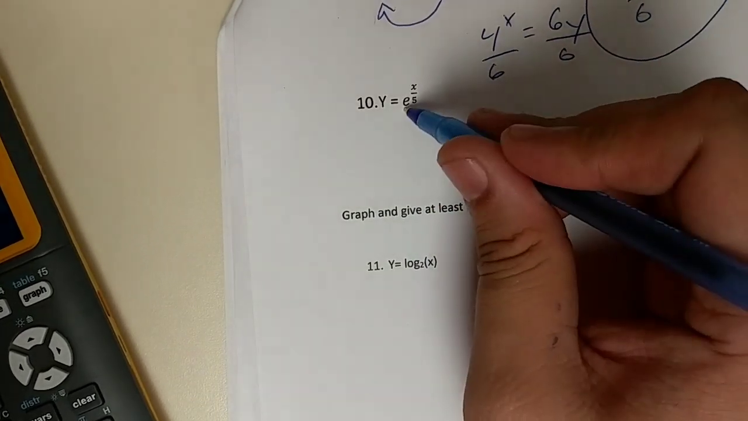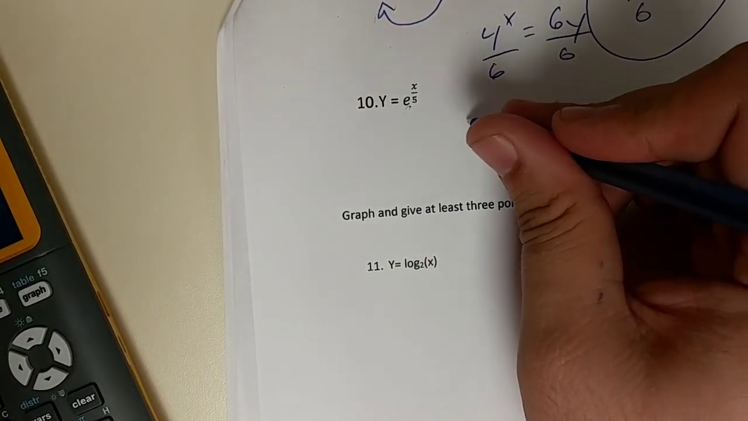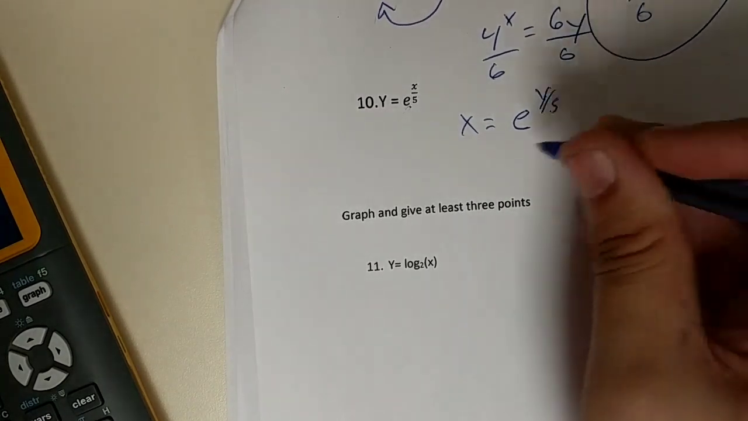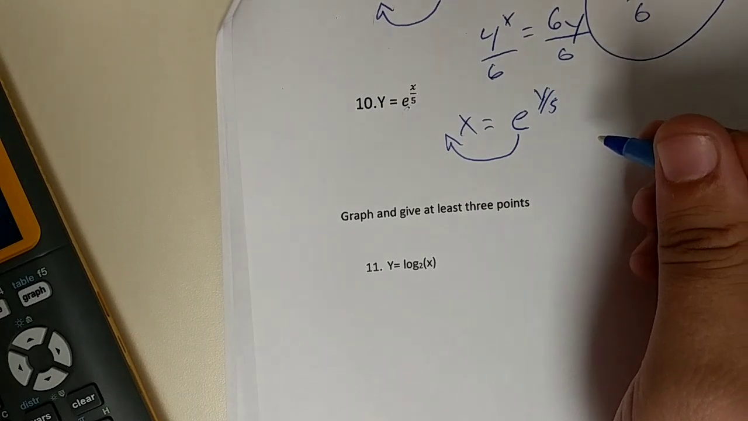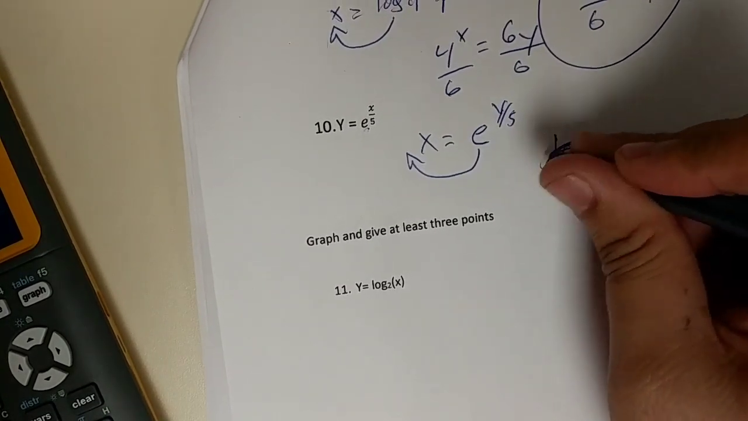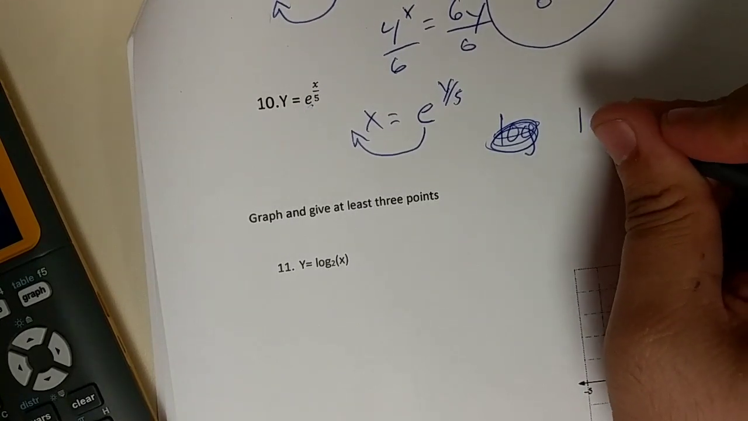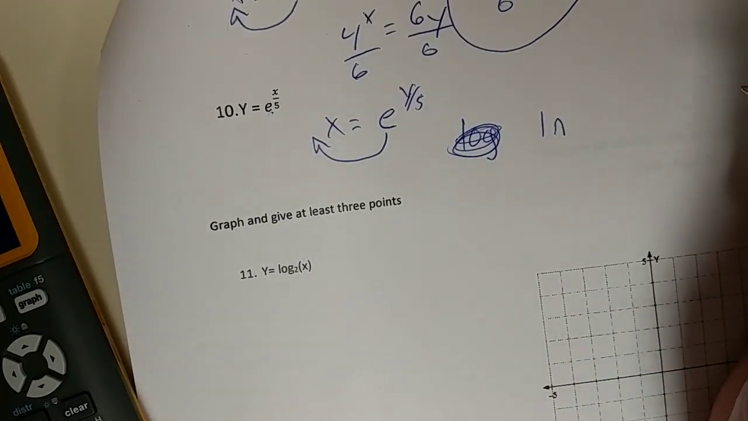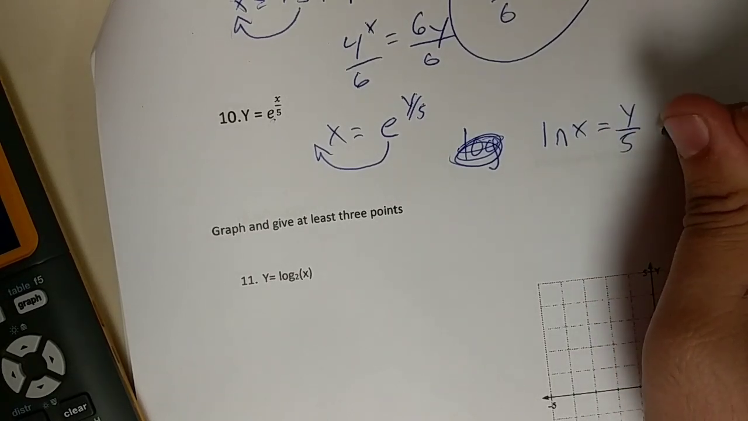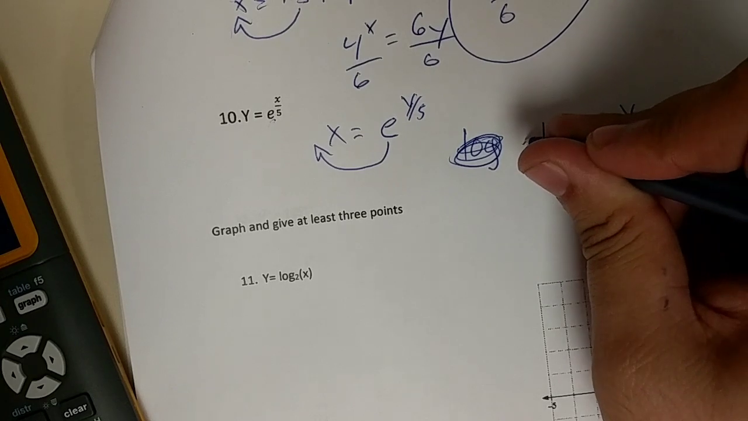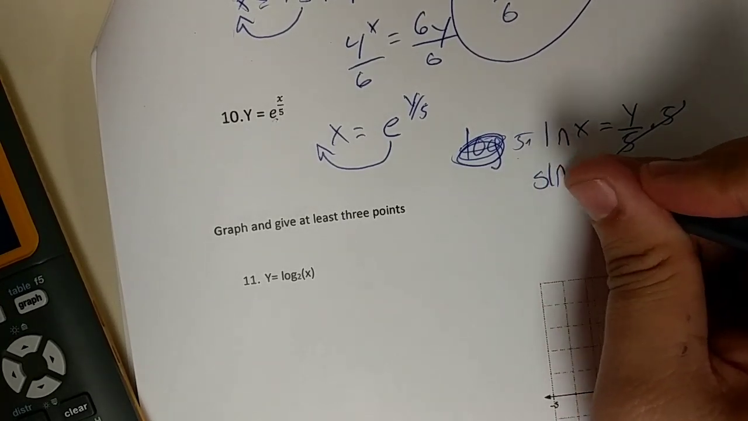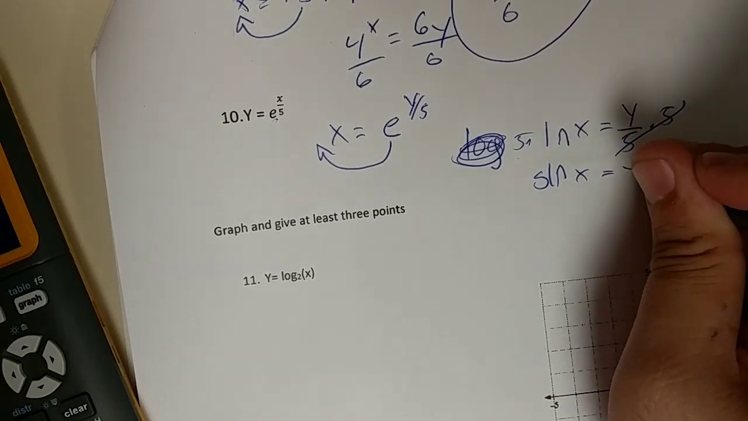Next one. E. Well, first let's swap the x and the y. So x equals e to the y over 5. I have to move the e over to get rid of it, so e is going to become log. Log e is the same thing as natural log, or ln. So ln of x equals y divided by 5. So I could do times 5, cross this out. 5 ln x equals y.